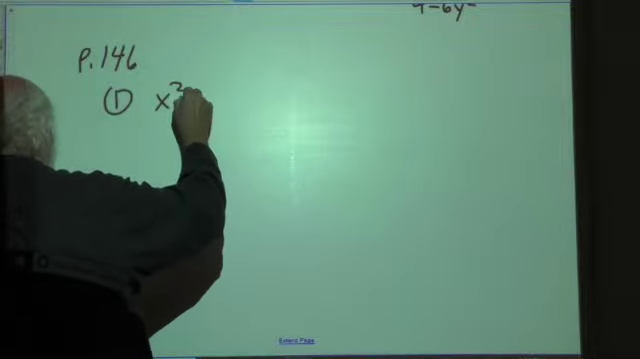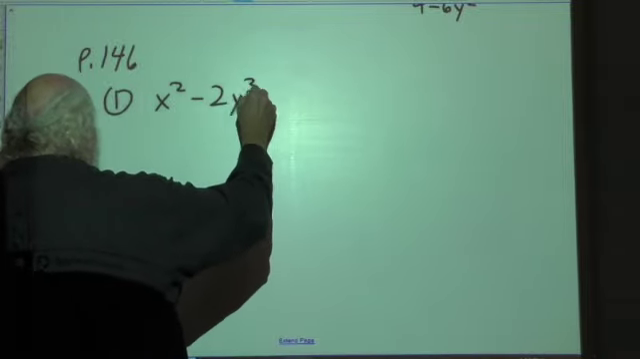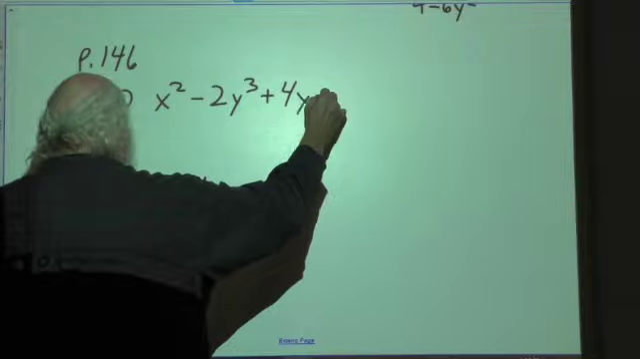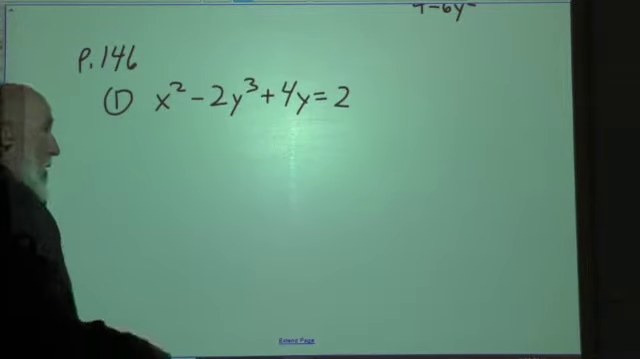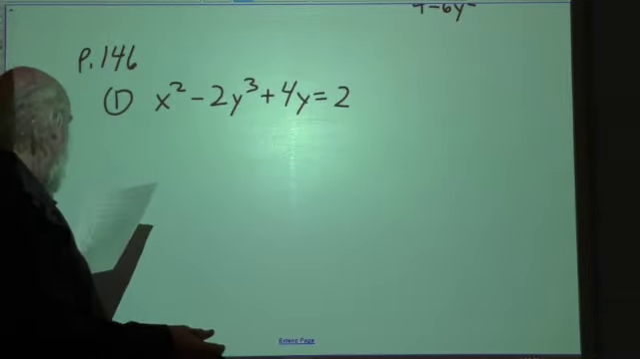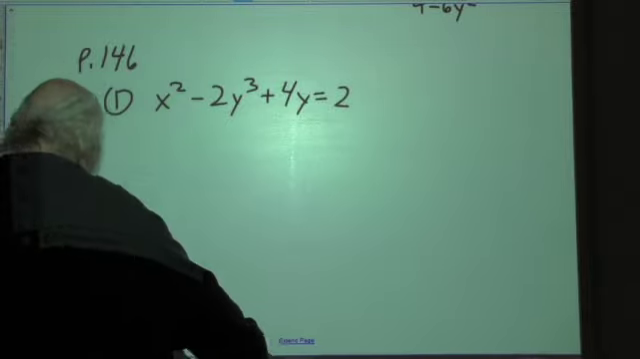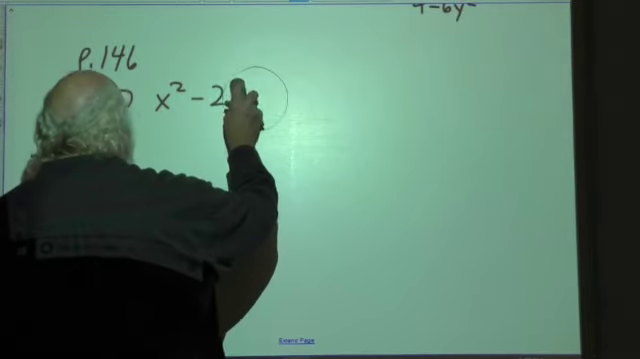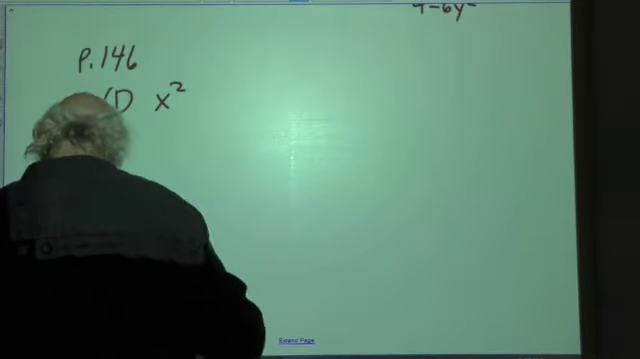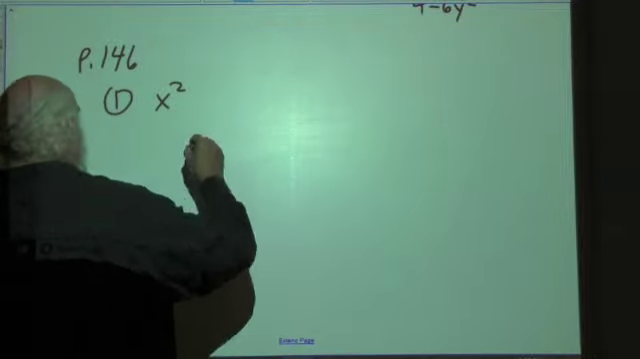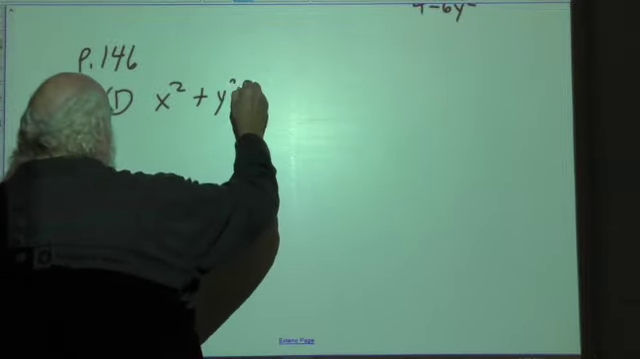X squared minus 2y cubed plus 4y equals 2. And again, just treat this like a regular derivative problem. Wait a minute, we did that already. That's not number 1. It's supposed to be x squared plus y squared equals 36. That's a little easier.